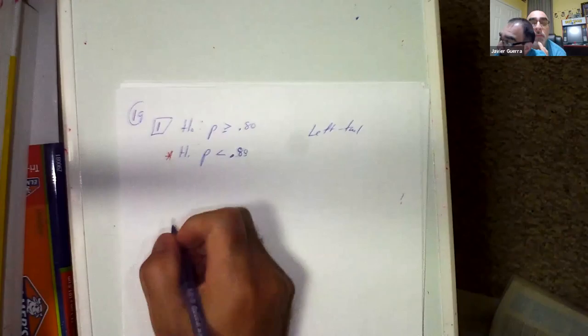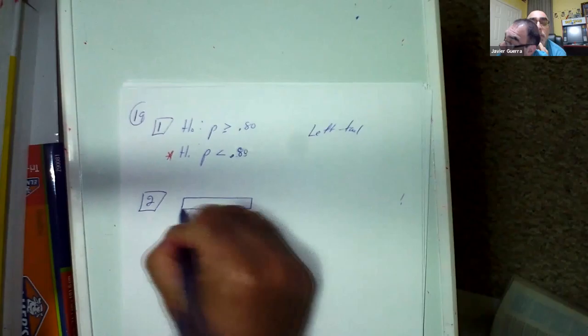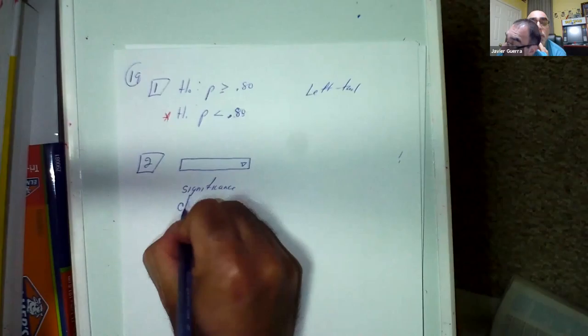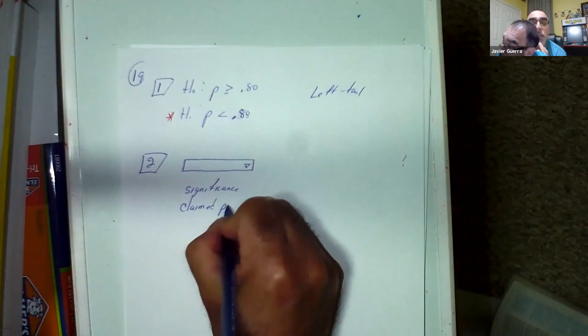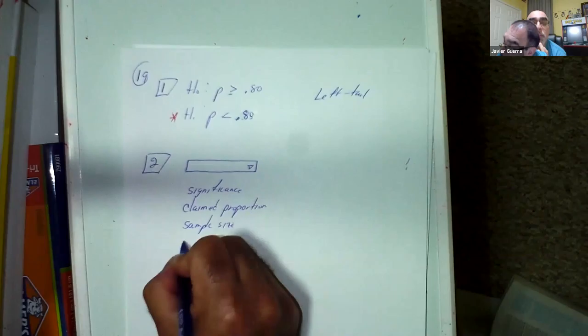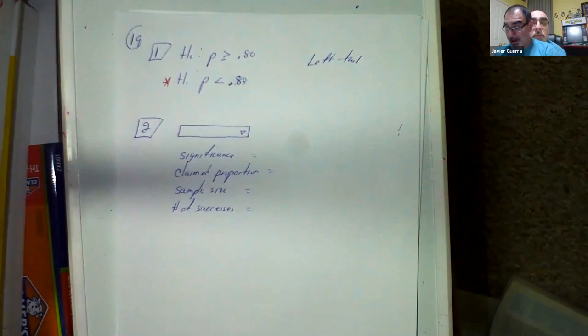All right. And we're going to write down, I got to draw for step two. Now we're ready for step two, people. All right. So I want to write my significance, my claim proportion, my sample size, and my number of successes. I actually wrote right today. Look at that. You can actually read my writing.